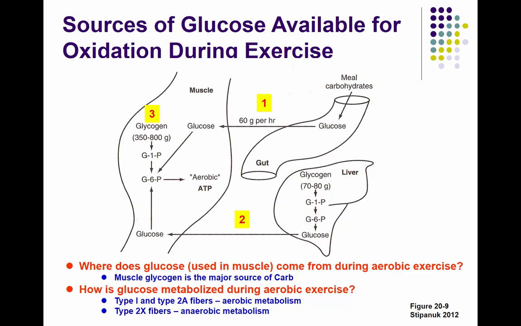And glucose is metabolized differently in the three different types of fibers. So what about type 1 and 2A? How is glucose metabolized in type 1 and 2A? It should be completely oxidized, right? It goes through the aerobic metabolic pathway and is completely oxidized. And type 2X fibers metabolize it anaerobically, right? It is a major source of lactate in the muscle.